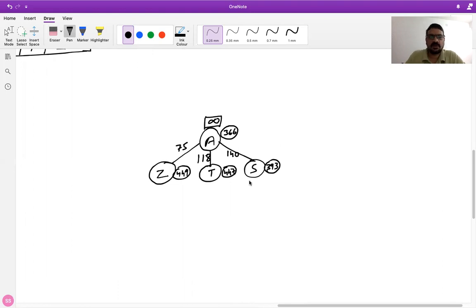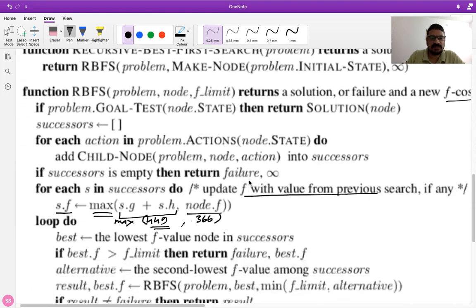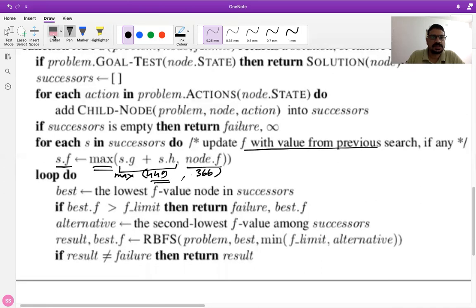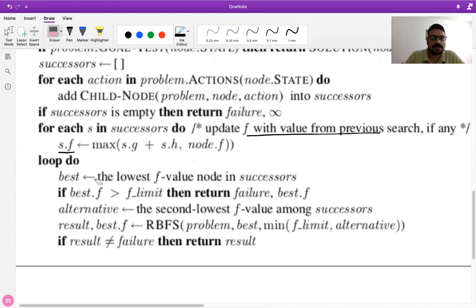Now I'll go to the next line. I have done this, so this process is over. I have calculated the f value for each and every node in the successor list. I have 3 nodes: Zerind, Timisoara, and Sibiu. Now I'll go to this portion, which is the loop. Now we'll find the best. Best is a variable. So what is best?